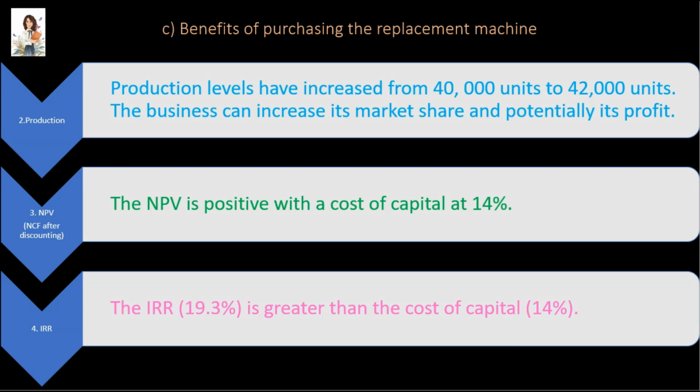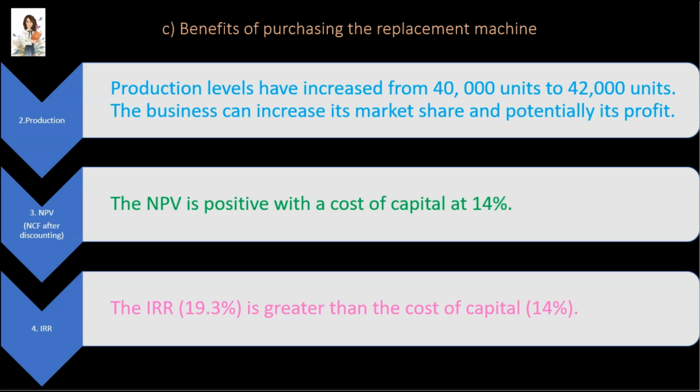The next parameter will be the net present value, which is basically the net cash flow after discounting. We have already seen in part A of the question that the NPV is positive, which means that the inflows are more than the outflows at the current cost of capital, that is 14%. Lastly, we see that the return of the investment, that is 19.3%, we have already computed in part B, is greater than the cost of capital, that is 14%.